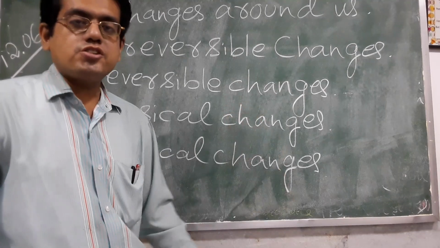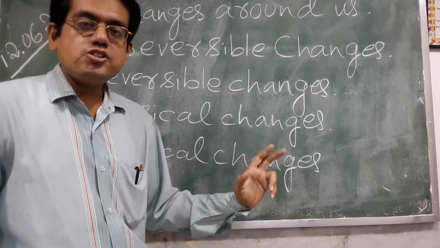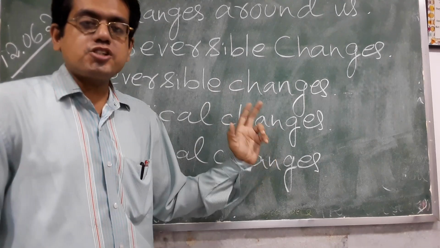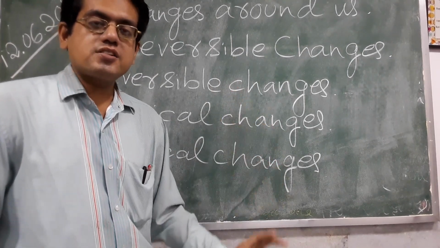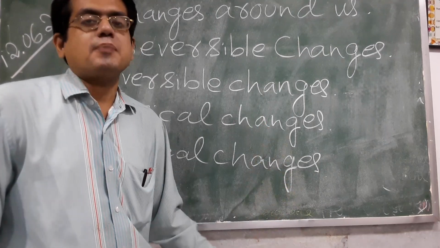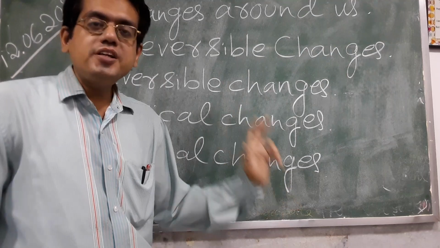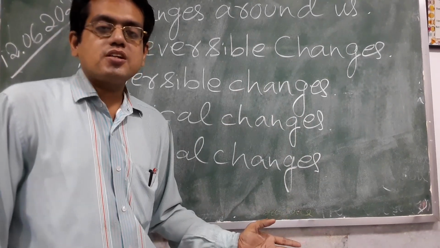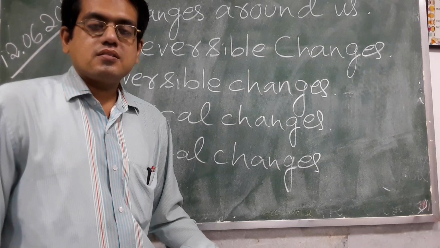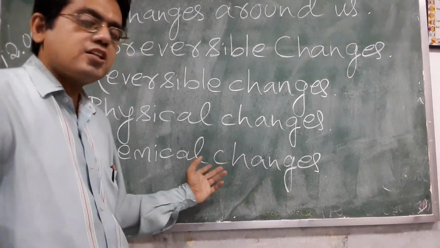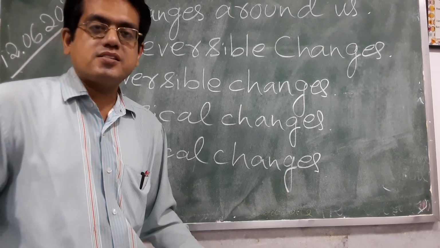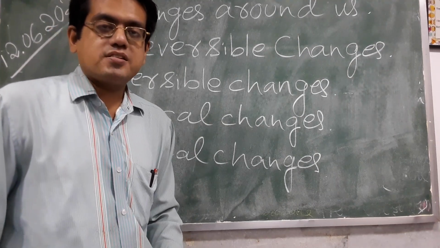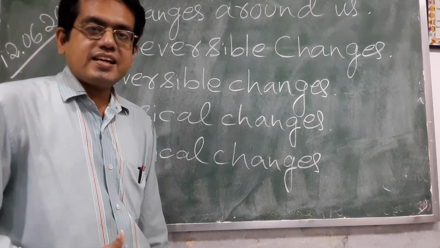Physical changes are those changes in which there is only a change in the physical properties of the substance. That means no new substance is formed. There is a change only in the physical properties, no change in the chemical properties. And chemical changes are changes where new substances are formed. Is that understood students? Now I will be giving you certain examples to justify what I said just now.